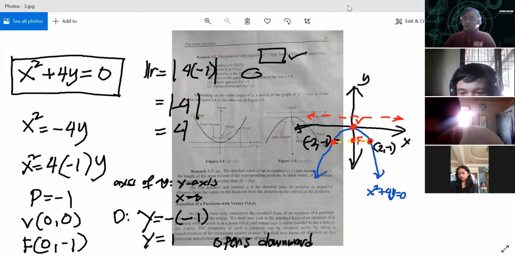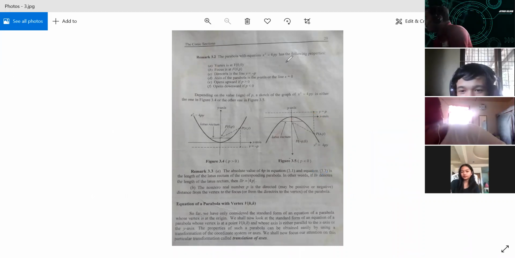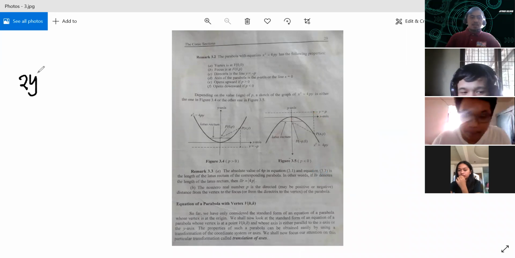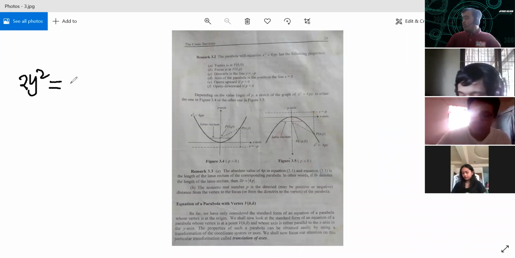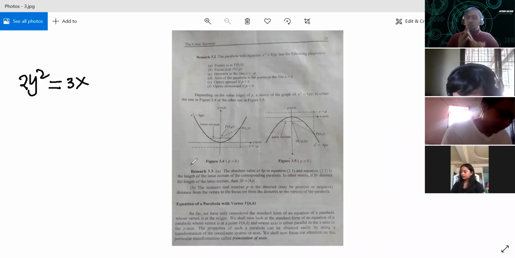Or I will give you the other one. No questions? Okay. I prepared this problem here. How about I give you this one? 2y squared equal to 3x. Okay. I want you to help me on how to solve this one.